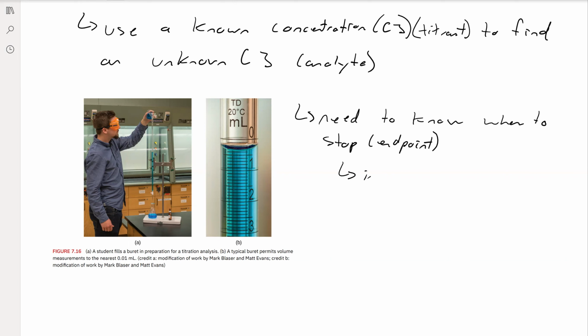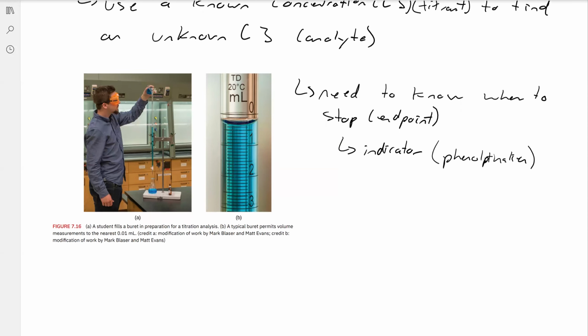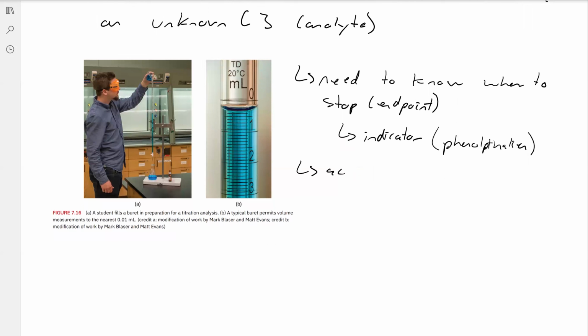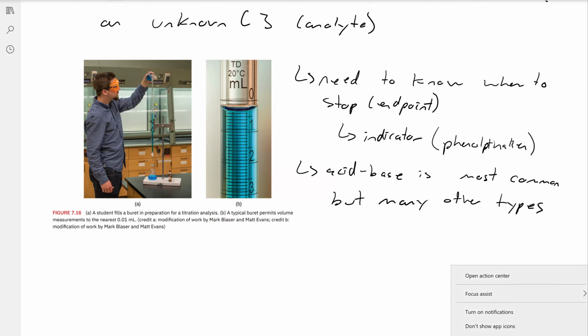And so we usually use some kind of indicator for that. Something that is somehow visibly going to be seen when you've reached the endpoint. For most acid-base titrations, which is the most common type of titration, we use phenolphthalein, which will turn light pink when it is in basic solution. As I said, acid-base is the most common, but there are many other types. Right, if you're using a burette and if you're using it to find an unknown concentration, you're doing a titration.